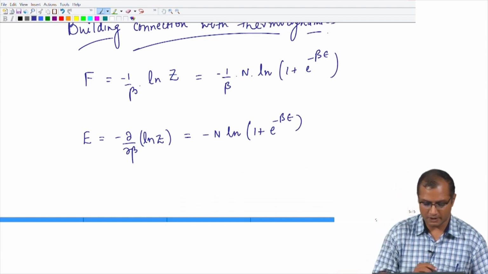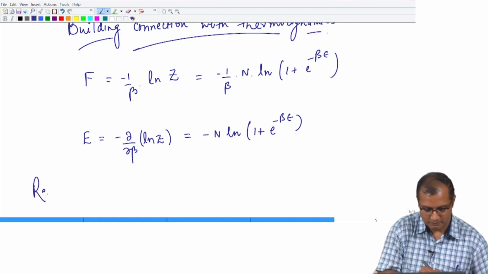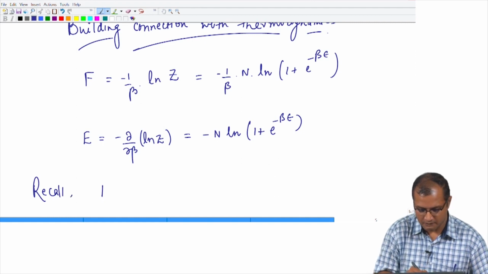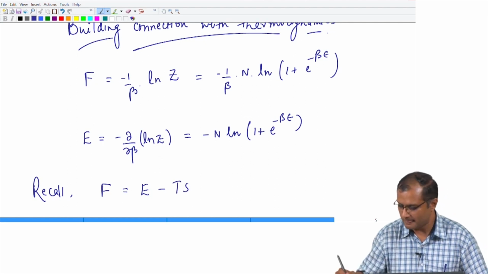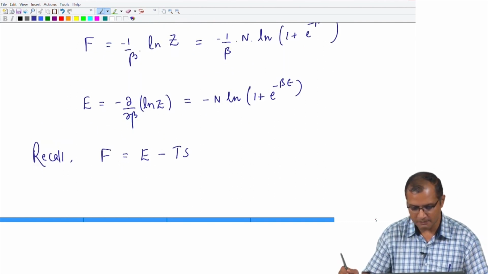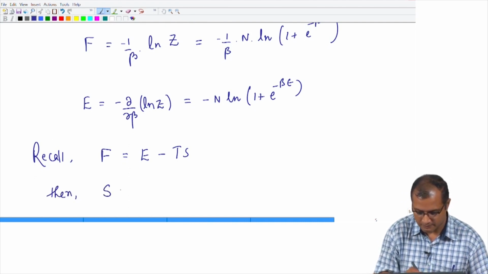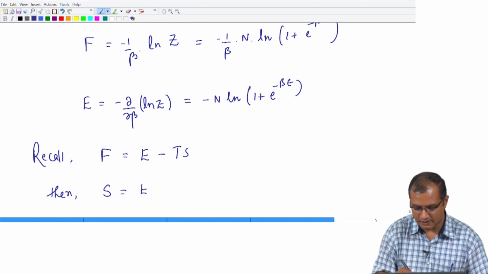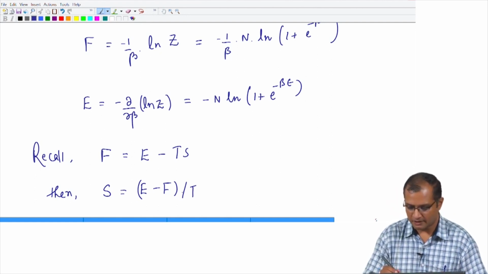Okay. So, now you can recall that our free energy is connected to internal energy from this expression. So, I can compute what my entropy is simply. I can write it as E minus F over T. E and F are both computed here.